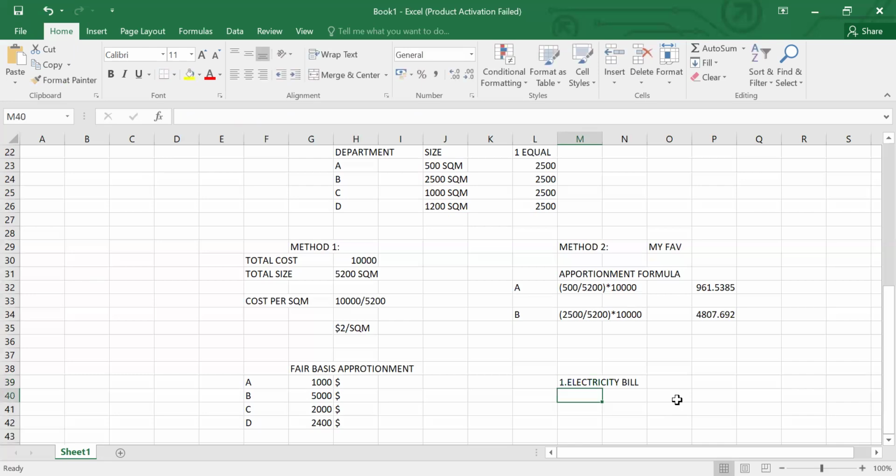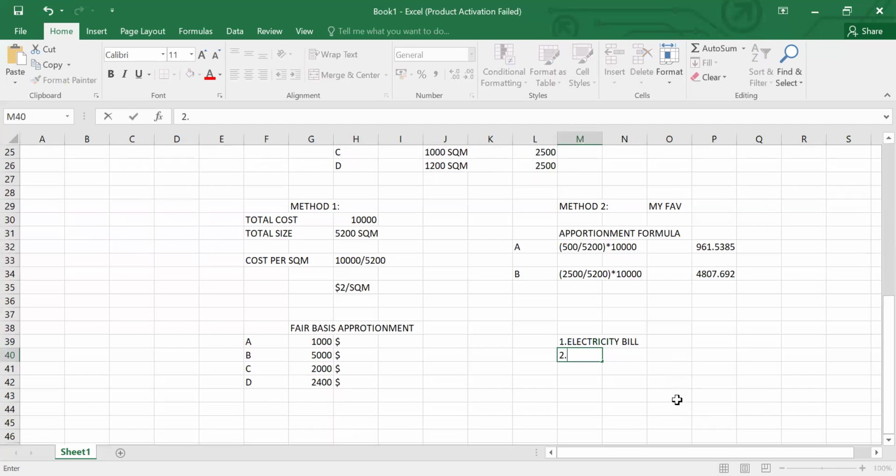Okay, I'm back. So I was saying that in major questions, when you practice, whenever they talk about the overhead cost that is to be apportioned, they will mostly be talking about electricity bill, rent, depreciation, insurance. Let's not put maintenance here. These are the major ones.